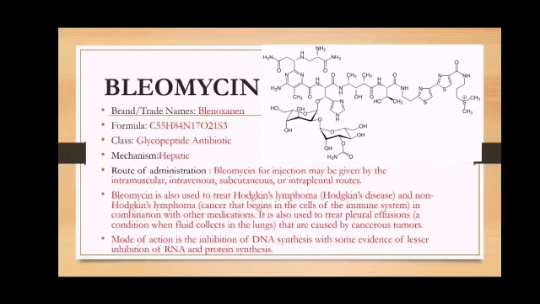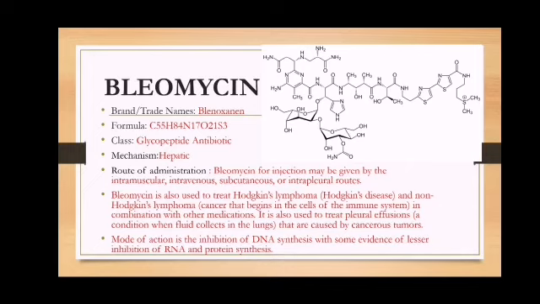Now, BLEOMYCIN. BLEOMYCIN is known by the brand name Bleomycin, formula C55H84N17O21S3, class glycopeptide antibiotic. Metabolism is hepatic, or we can say in the liver cells. Route of administration: bleomycin for injection may be given by the intramuscular, intravenous, subcutaneous, or intrapleural routes.